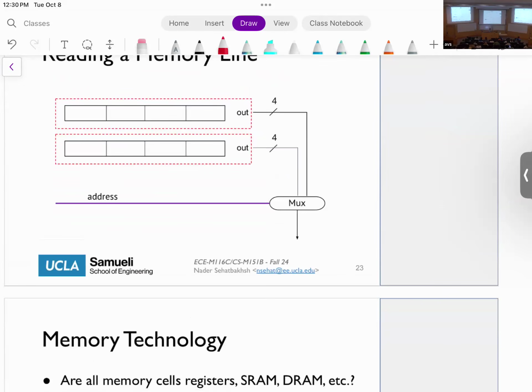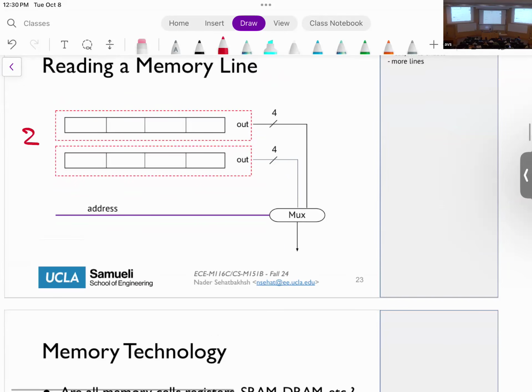So let's say, for example, I have a 2 by 4 bit register file. So I have 2 registers, each one is 4 bit. Or I have a memory that has two memory lines, each one is 4 bit. And I want to read, okay? How can I read this? I essentially can connect all the lines to a multiplexer, and I have a selector and use the address as the selector to choose. In this case, if the address is equal to 0, I'm going to select this one. If the address is equal to 1, I'm going to select this one.